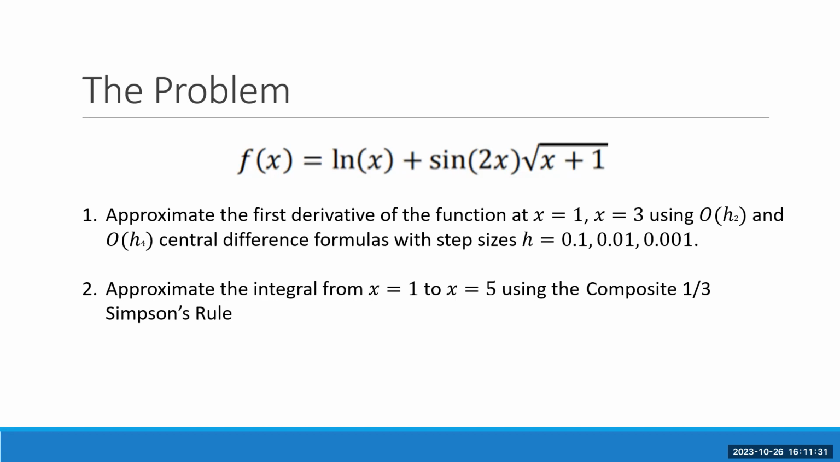So next, we aim to approximate the integral of this function from x equals 1 to x equals 5 using our composite one-third Simpson's rule.